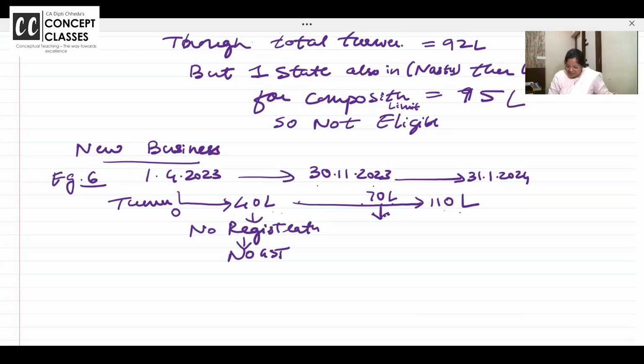Turnover is less than 1.5 crores. Yes, very good. He can go for composition. And he will pay composition, there are various rates, 1%, 5%, 6% on services. But right now, since it's a manufacturer, we'll take 1% GST on 70 lakhs. Once you have come in composition, you pay GST on 110 lakhs.